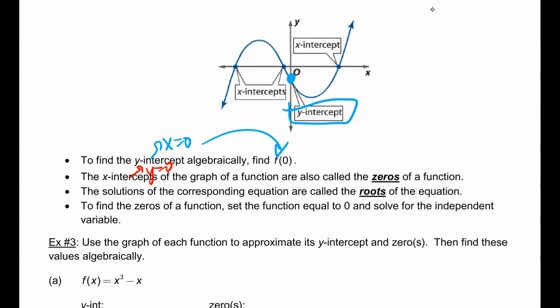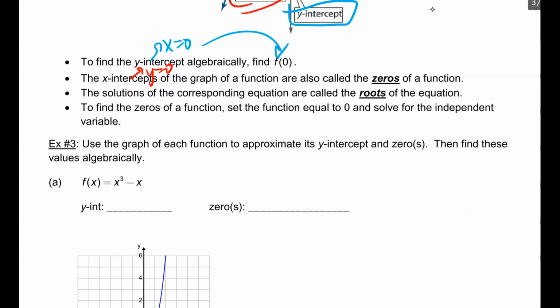And these are called the zeros of the function, the roots, the solutions, the x-intercepts. Those all mean the same thing. So these are all of the x-intercepts. Okay, so we learned about these in Algebra 1 and Algebra 2. To find the x-intercept, it's on the x-axis, it's where y is 0. To find the y-intercept, that's where x is 0, you're on the y-axis. To find the zeros of the function, set the function equal to 0 and solve for the independent variable.